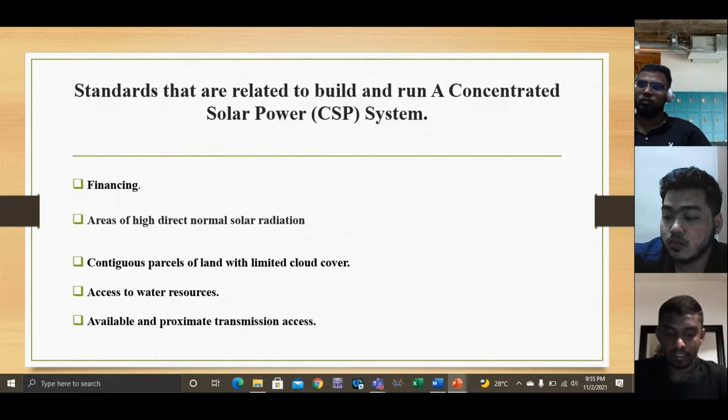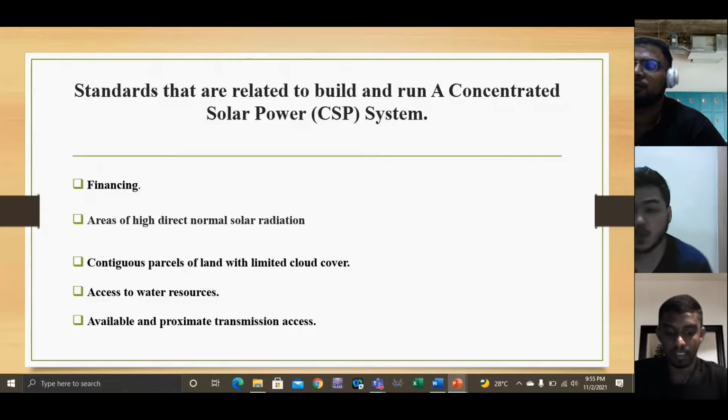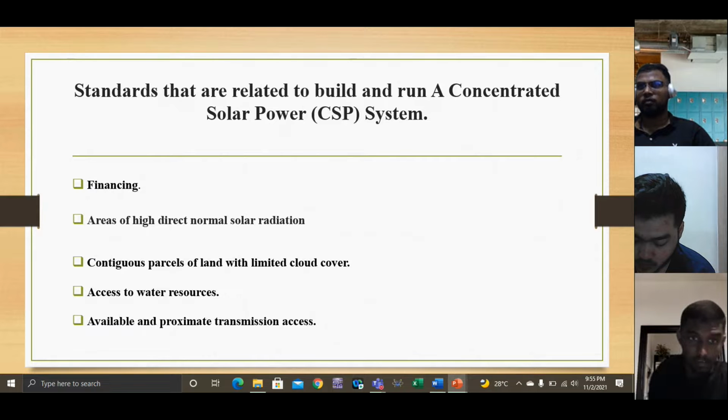In order to concentrate the sun's energy, it must not be too diffuse. This feature is captured by measuring the direct normal intensity of the sun's energy. Production potential in the US Southwest stands apart from the rest of the US. Third, we need to know the contiguous parcel of land with limited cloud cover.